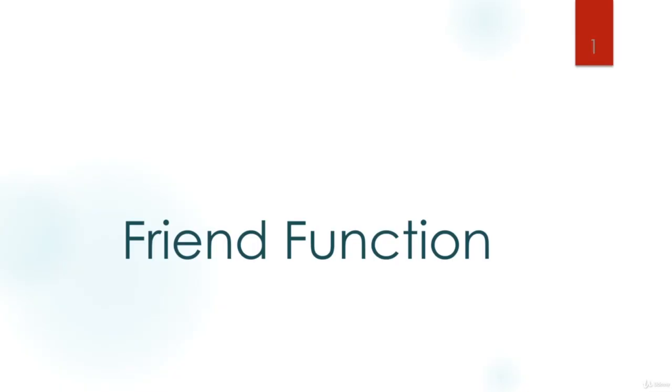In this lecture, we are going to see the friend function. Why do we need a friend function? In the access specifier, we have seen that we are not directly able to access the private and the protected data members. To access that, we need to use the friend function.